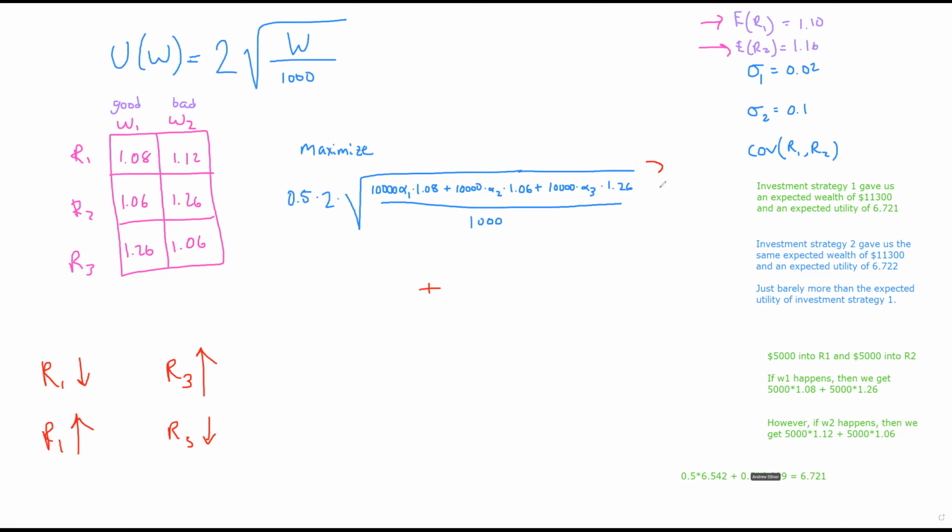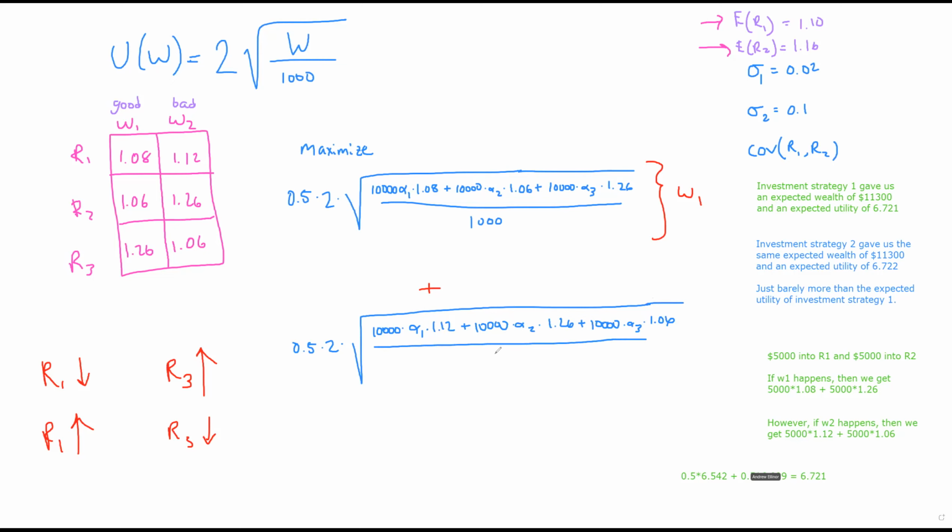By the way, this is all what happens if omega 1 happens. Plus, then there's the other half of the cases, which is 0.5 times 2 times the square root of 10,000 times alpha 1 times 1.12 plus 10,000 times alpha 2 times 1.26 plus 10,000 times alpha 3 times 1.06. This is all divided by 1,000. This scenario represents omega 2.